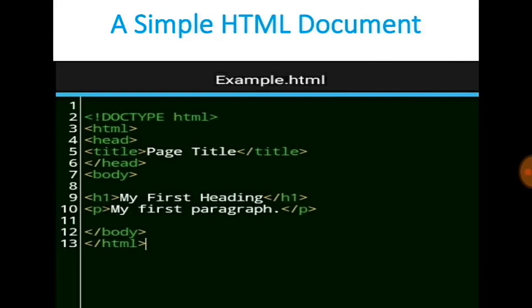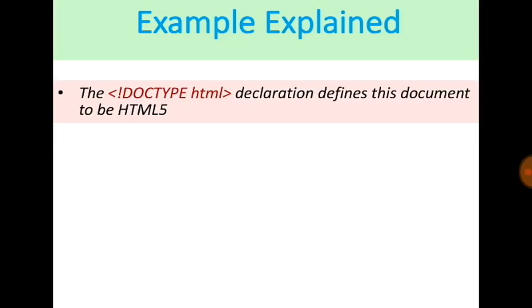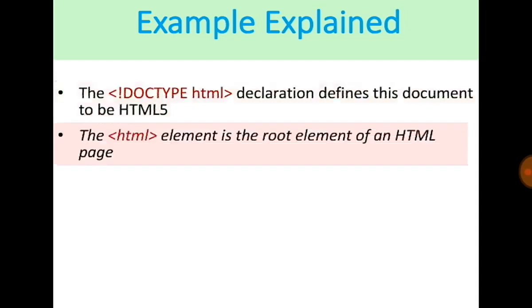Simple HTML document. The HTML content, extension .html. The example explains the doctype. The doctype declaration defines this document to be HTML5.